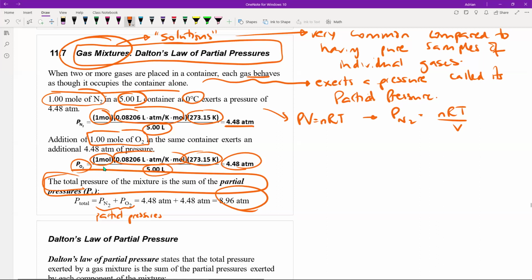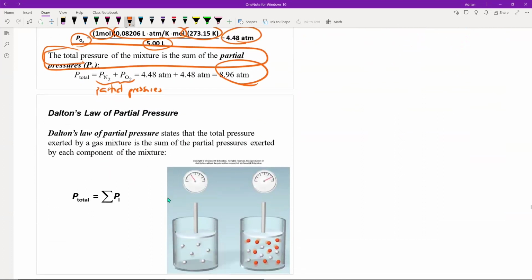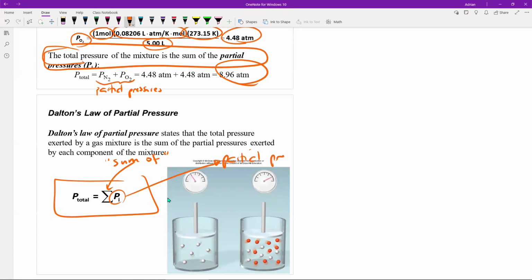The way that it's stated officially is that the total pressure exerted by a gas mixture is simply the sum of the partial pressures of each component in that mixture. So we have our notation: the total pressure is equal to sigma, which means the sum of, and then P_i would be the partial pressures of each gas in that mixture. Right, and we can use the ideal gas equation to solve for the partial pressures of each gas if we wanted to.